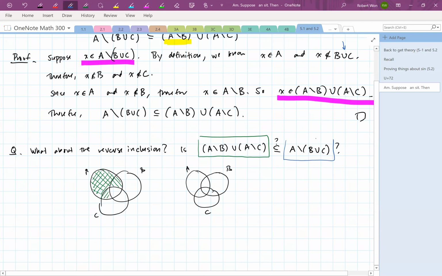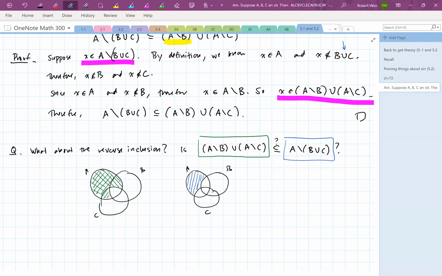What about the right-hand side? The right-hand side is A minus B union C. So B union C is everything that's in B or in C. And if I subtract that off from A, I get this. So in fact, it seems like these two sets in general will not be the same.